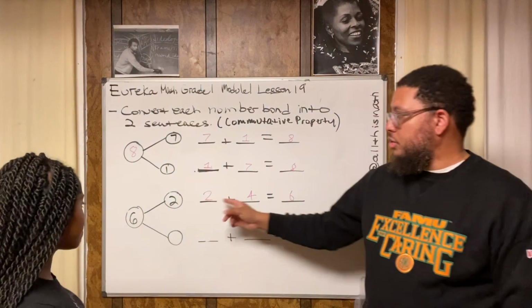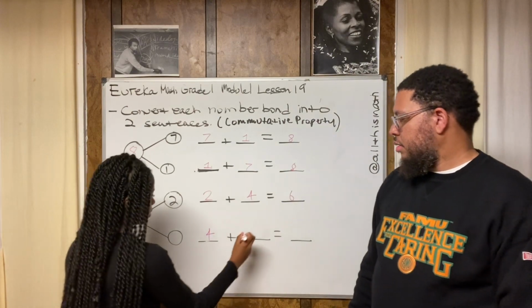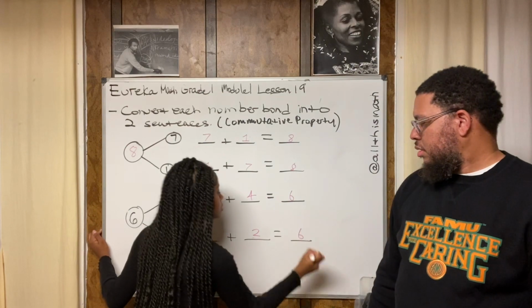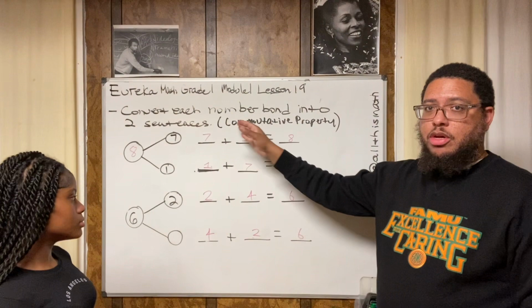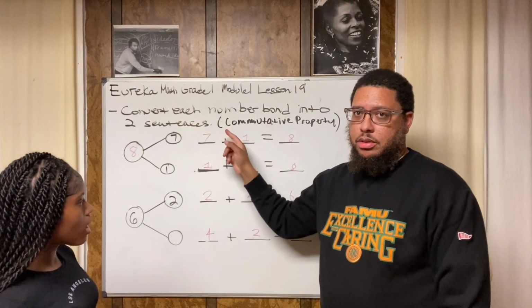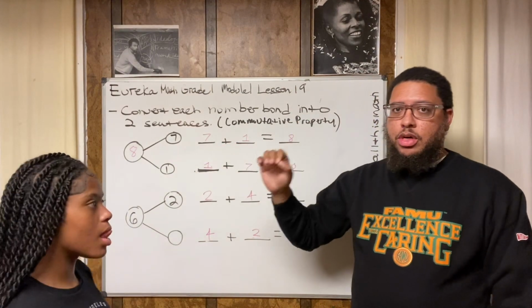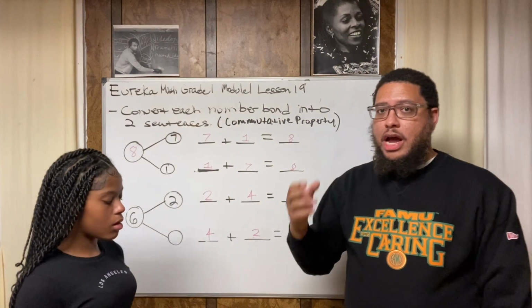What's another way to write it? Using the commutative property. What's another way to write this sentence? 4 + 2 = 6. Another way to write it. So again, in summary, the commutative property, all you're doing is switching the order of the numbers. Switching the order of the numbers will not affect your final result. It will not affect your sum. You will have the same sum.